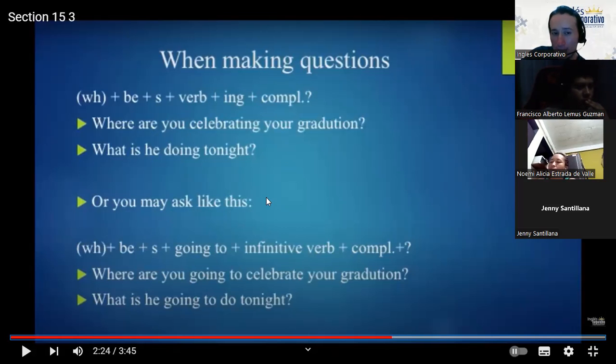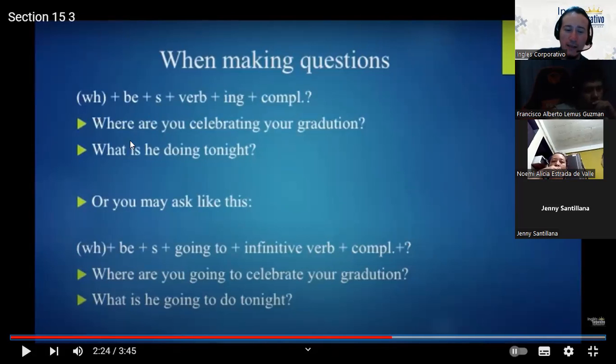Okay, so we have two ways that we can ask these kind of questions, and we will basically say the same thing. So we have these two sentences that are basically the same, okay? We have, where are you celebrating your graduation? And you can also say, where are you going to celebrate your graduation. It's basically the same, okay? Entonces, en este caso, tenemos dos formas en las cuales podemos hacer la pregunta. Casi va a ser lo mismo.